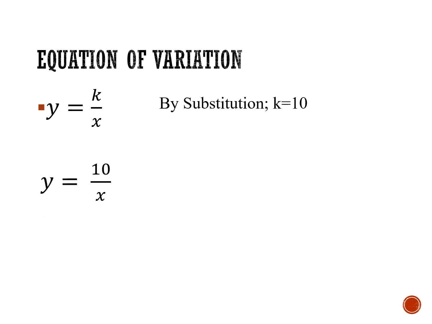So how to find the equation of variation? So we have y is equal to k over x, our equation. By substitution, we replace k, yung nakuha natin kanina, which is 10. So by substitution, y is equal to 10 over x. And that is the equation of variation.